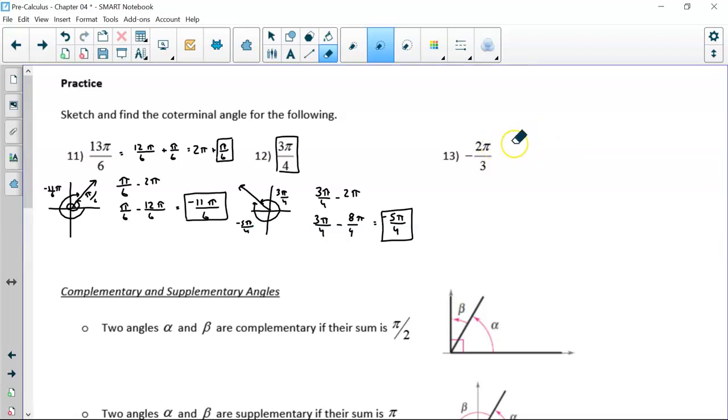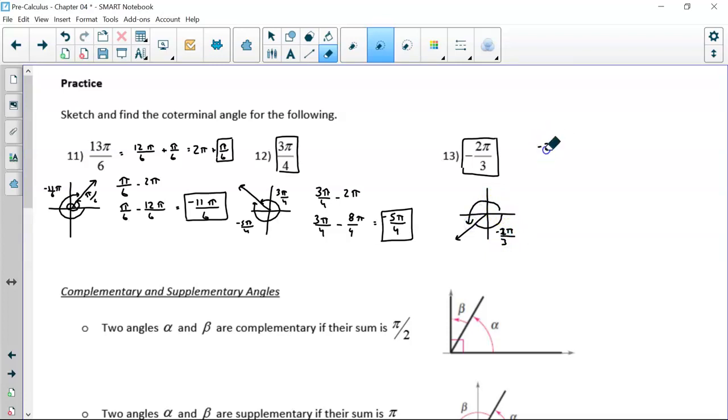Next, negative 2 pi over 3, we're going to count that as our negative coterminal angle. Now, negative 2/3 is greater than 1/2 in magnitude, but still less than 1. So we're going to go back clockwise, and our negative angle is going to be about there. That's negative 2 pi over 3. Now to get to that positive coterminal angle, it would go in this way.